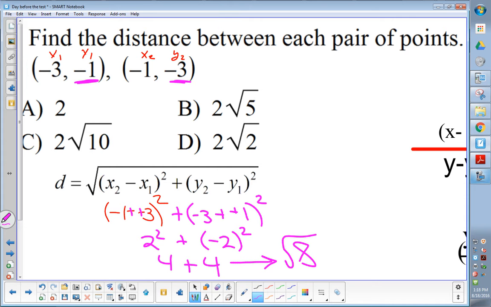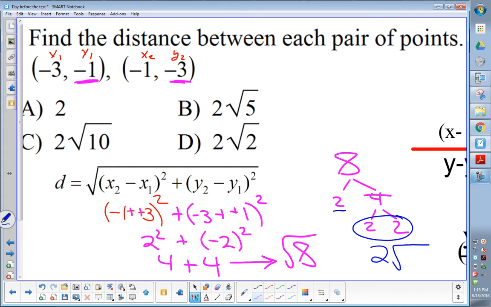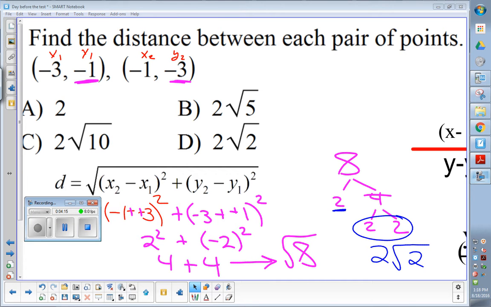Square root of 8 is not one of my answers. So that means I must have had to simplify it as I look at those answers. So we take 8 and we break it down into 2 and 4, and 4 breaks down into 2 and 2. I have a pair of 2s, so that goes on the outside. That 2's left over. 2 goes back underneath. My answer is D, 2 radical 2. Questions on the first one?